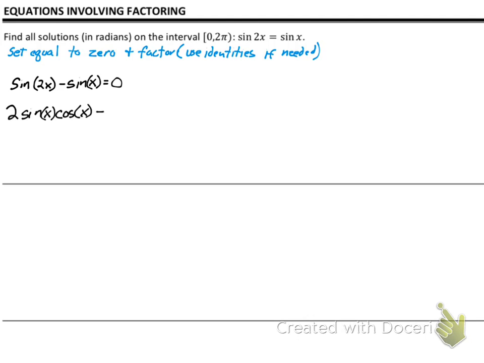And you will have your identity sheet with you, so hopefully you can just look at that and get that part right. Minus sine of x, and we're going to make that equal to 0. Now we're going to notice that there's a sine of x in both of these, so that's what I'm going to factor out. Let me go a little bit lower. I'm going to factor out that sine of x, so I just throw that in the front. And that's going to multiply by 2 times cosine of x, because I factored out that sine of x, minus 1.